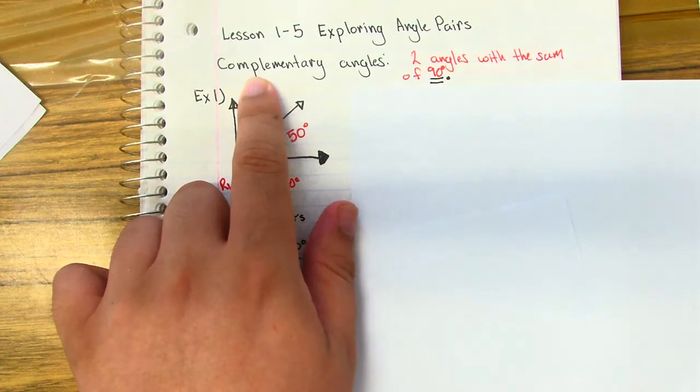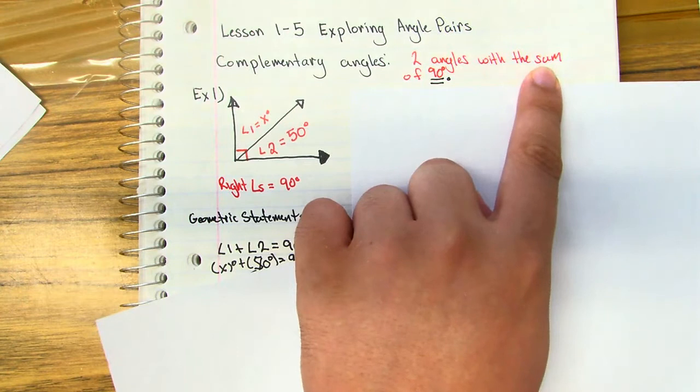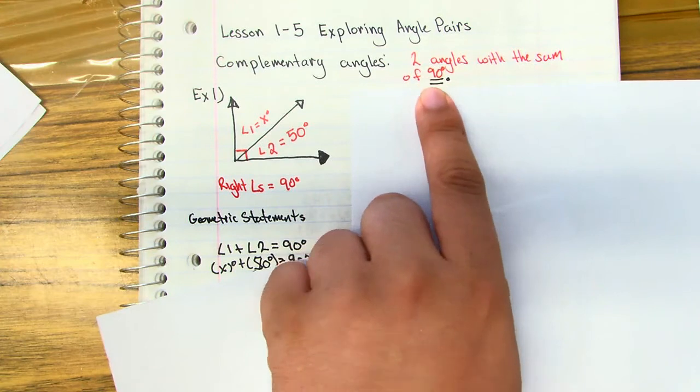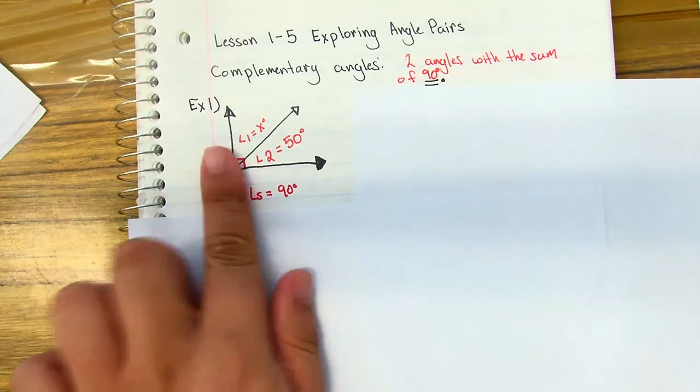The complementary angles are just two angles with the sum of 90. What does sum mean? Sum means you're adding two of the angles and they'll equal the value of 90 degrees. Okay. Here we have example number 1.